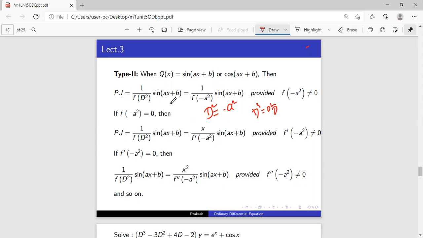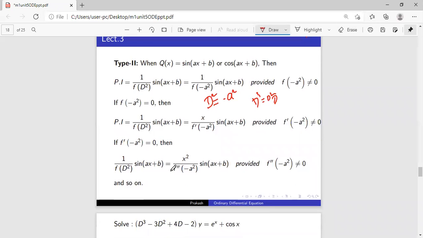If the denominator is 0 when you substitute D² equal to -a², then the particular integral is 1 by f(D²) sin(ax+b) equal to x by f'(-a²) sin(ax+b). That is, you differentiate the denominator one time with respect to D. After that, you replace again D² equal to -a². Similarly, we need to continue until the denominator is not 0.